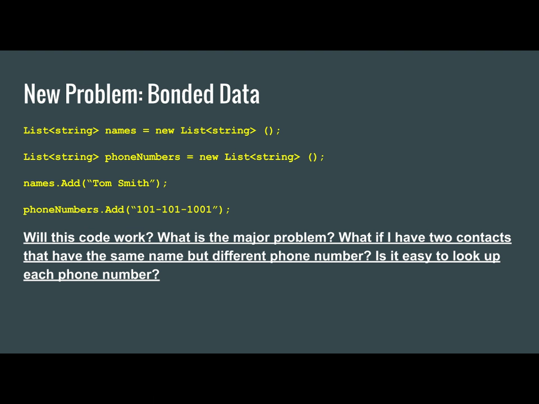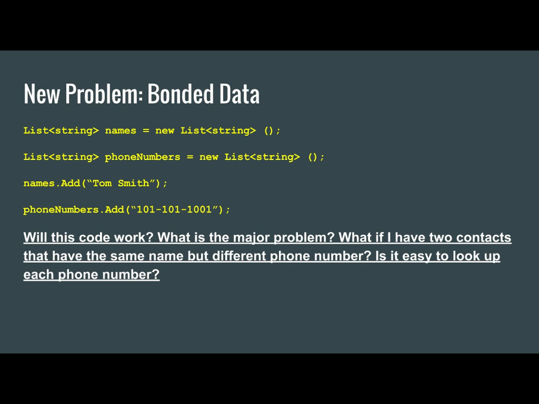So next, another problem, bounded data. So suppose we want to manage a phone book. We use list. We already know this because list is more flexible than array. So we create two lists. One is name, one is phone numbers, because a list can only contain one type of thing. So we say now we want to add someone whose name is Tom Smith, and this guy's number is 101, 101, 101, and it works, right?